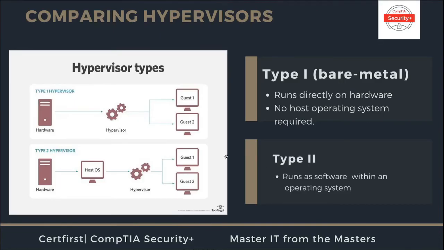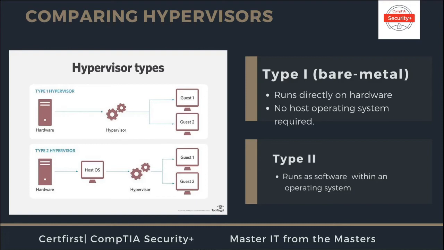Now let's talk about the different types of hypervisors. You can see pictured here at the top we have type 1 and type 2. Type 1 is what is known as a bare metal hypervisor. So what does that mean? Well, it runs directly on the hardware and there's no host operating system required. An example of this might be VMware's ESXi. Type 1 hypervisors are more expensive and they also are usually much faster because they don't have to worry about a host operating system to negotiate between them and the guest operating systems.